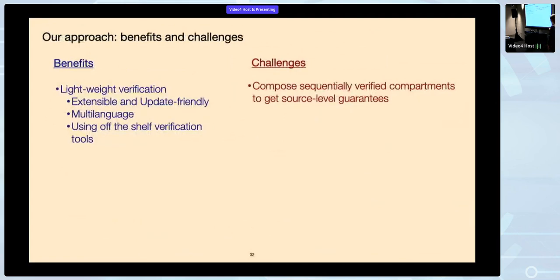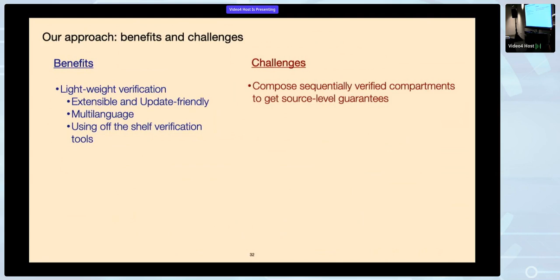And it has some benefits. Well, we can use lightweight verification because, first of all, we can use off-the-shelf verification tools. Each compartment can be written in a different language. They're not necessarily in the same language, and they're extensible. So you can add a compartment, or you can update one compartment individually.